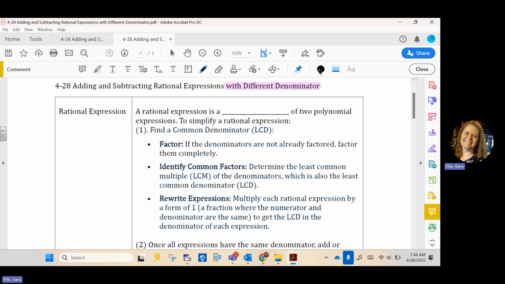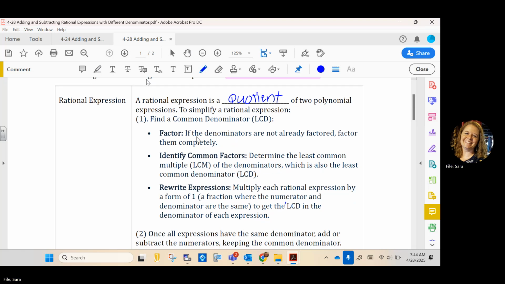So we already know that a rational expression is a quotient. We said that on the last page of notes: a quotient, or a division, of two polynomial expressions. And we have these steps that we go through to simplify. Now when the denominators are not the same, to find a common denominator, you factor the numerator and denominator first if they aren't already. You identify any common factors amongst the two denominators. So you're determining the least common multiple of the denominators, which is also the least common denominator.